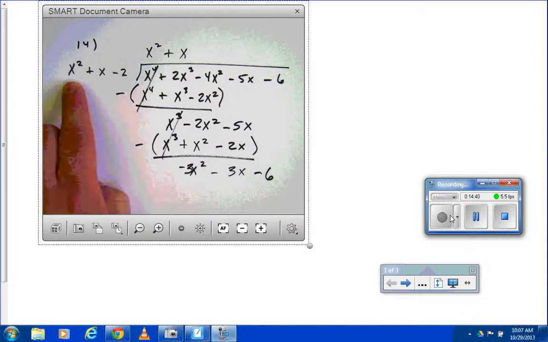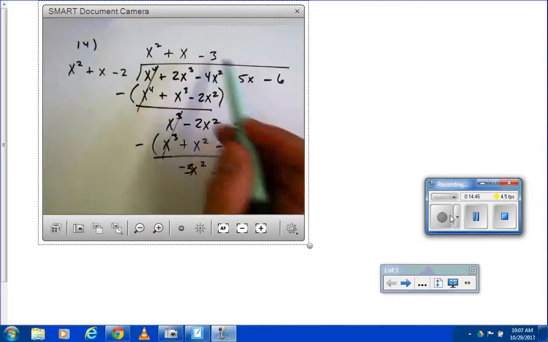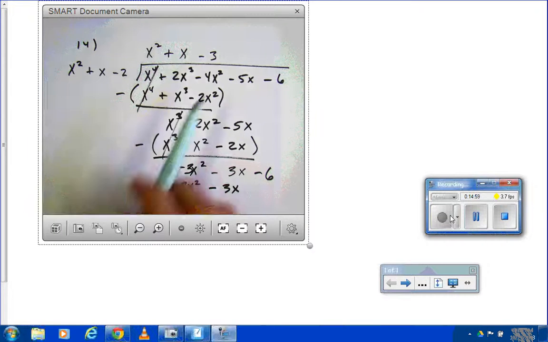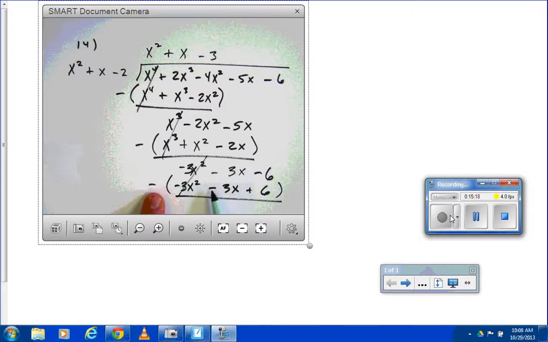All right, so what can we multiply by x squared here to get negative 3x squared? Yeah, negative 3. All right, so we'll get negative 3x squared. Negative 3 times x would be negative 3x. And then negative 3 times negative 2 would be positive 6. Okay, now let's take all this and subtract it. So this is really going to be negative 3x squared plus 3x squared. Goes away. Right here, this would be negative 3x plus 3x. And that goes away too.